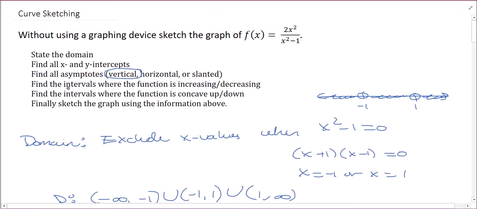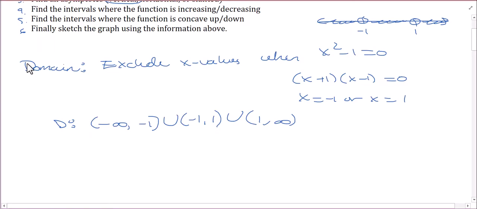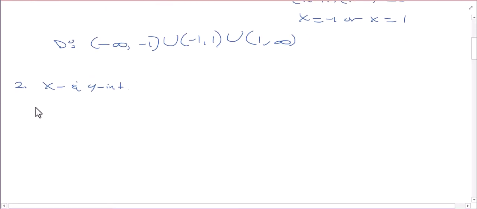So let me maybe label these: 1, 2, 3, 4, 5, and 6. So the domain is 1. 2 is find your x and y intercepts. So how do you find x intercepts? You set y equal to 0 and solve.